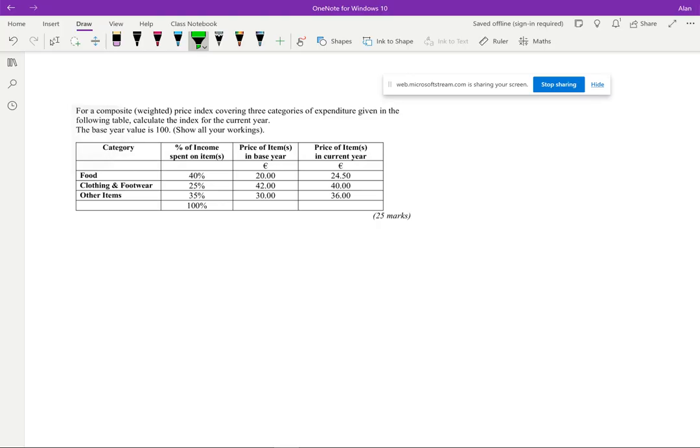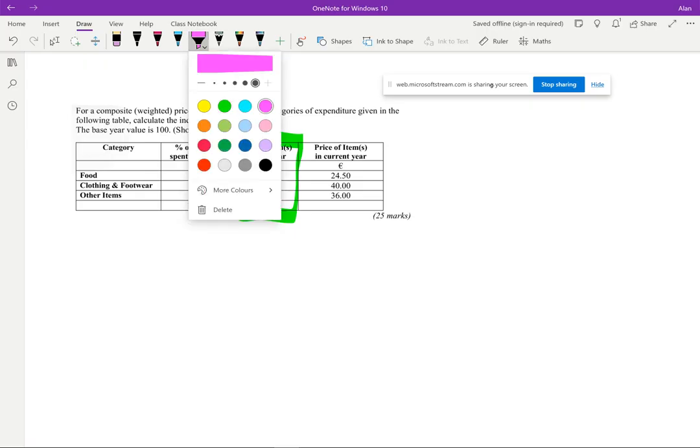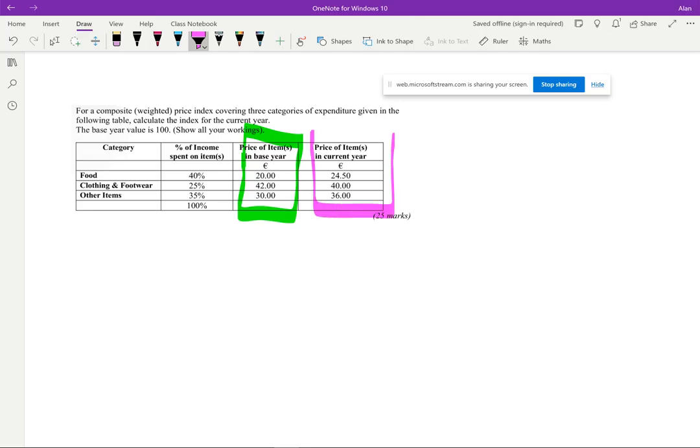So again, we know that. 100 is the base year, which is right here, and it then asks us to figure out the rate of inflation between that year and this year here. Bearing in mind that your weighting is here. Your weighting is your percentage of income spent on all items. So same thing.